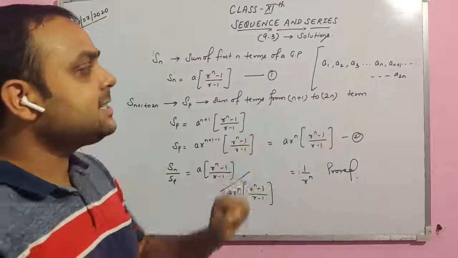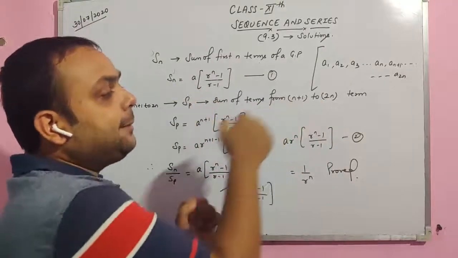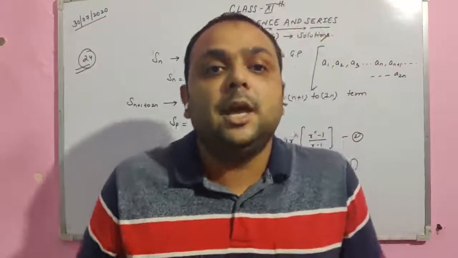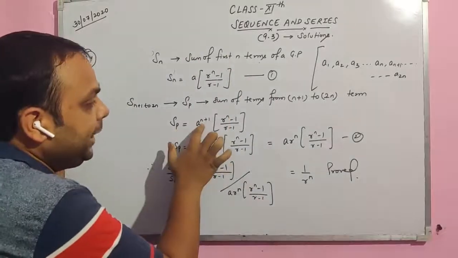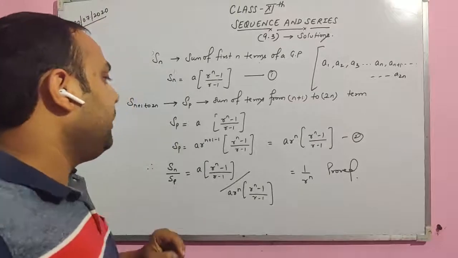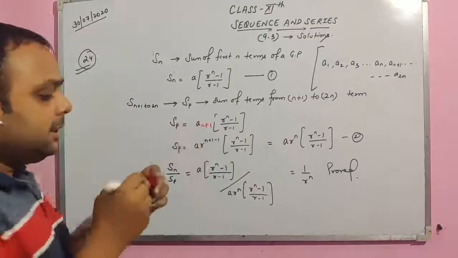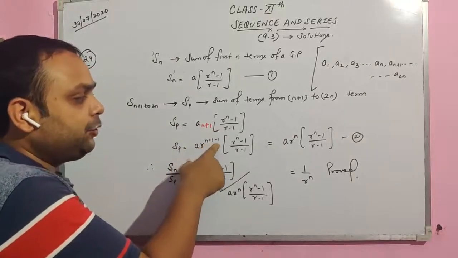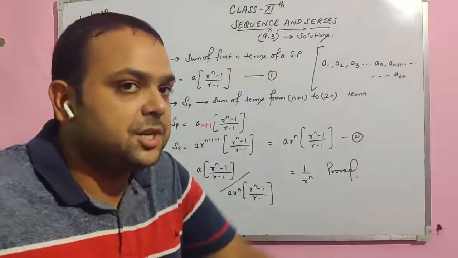Now in the first case the first term is a, and in the second case the first term is an plus 1. We all know the general formula of the nth term of a GP, a r to the power n minus 1. This is the term an plus 1. Now this an plus 1 is written as a r to the power n plus 1 minus 1. This is as it is because the common ratio is the same for the whole expression.